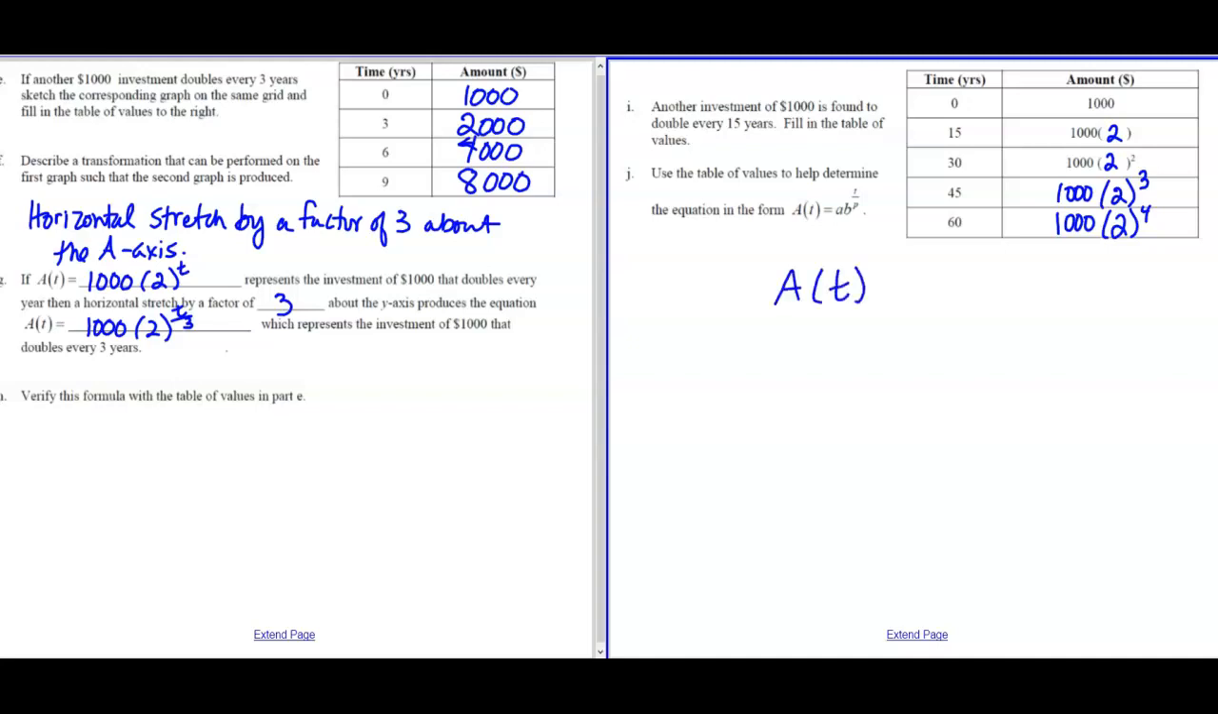You're going to have A of t equals your initial value. We're doubling. And then we need, for example, after 60 years, that exponent to be 4. So 60, what do you do to 60 to get 4? You divide by 15. So that's going to be t over 15. Okay, so this p, remember, is how many years it takes to double. On your formula sheet, if you forget.